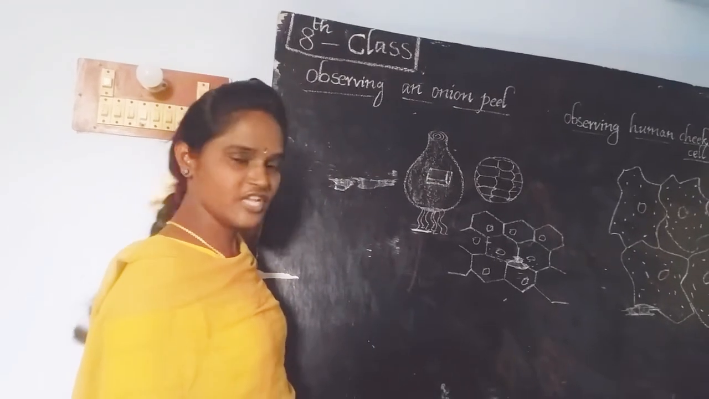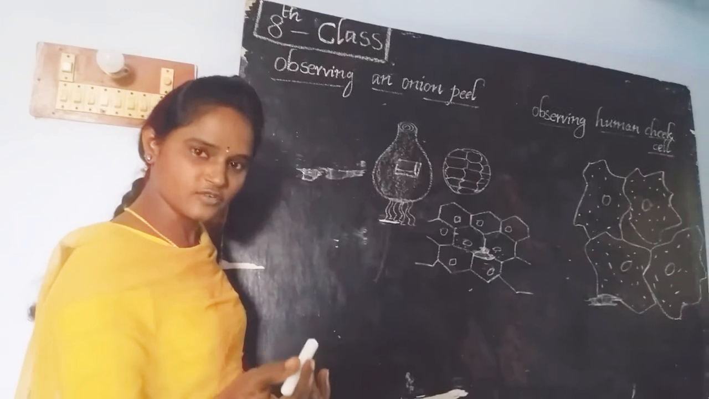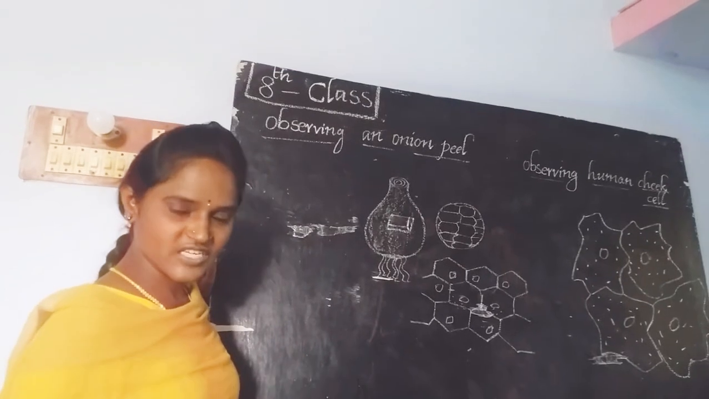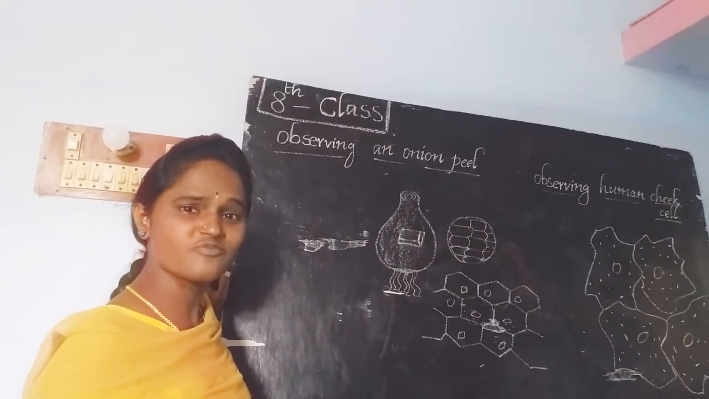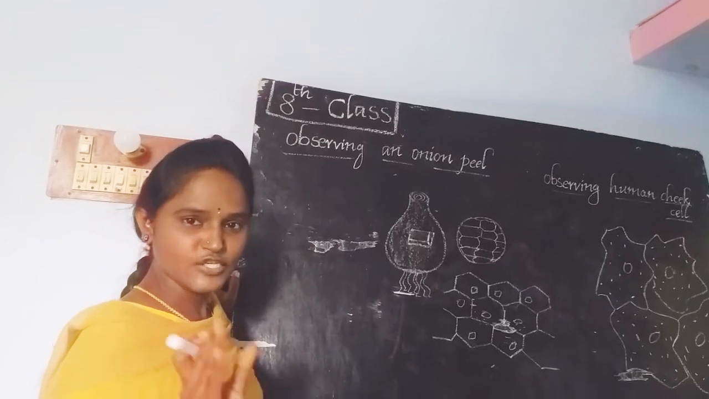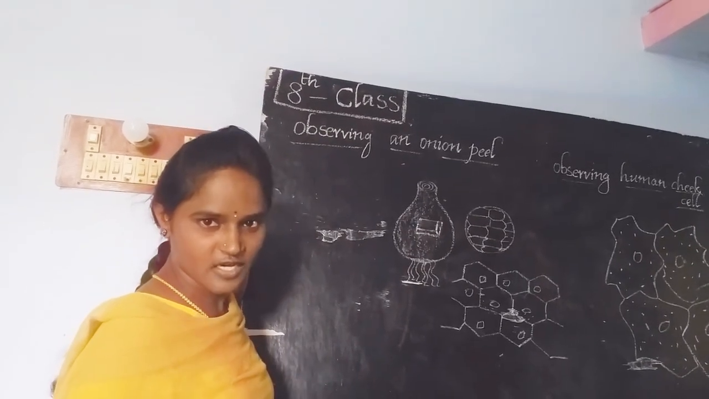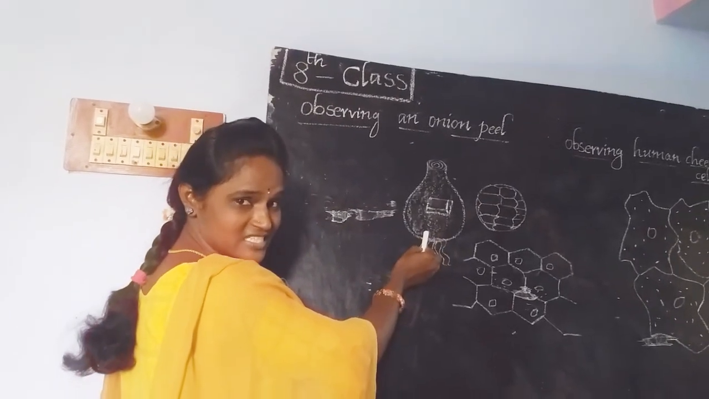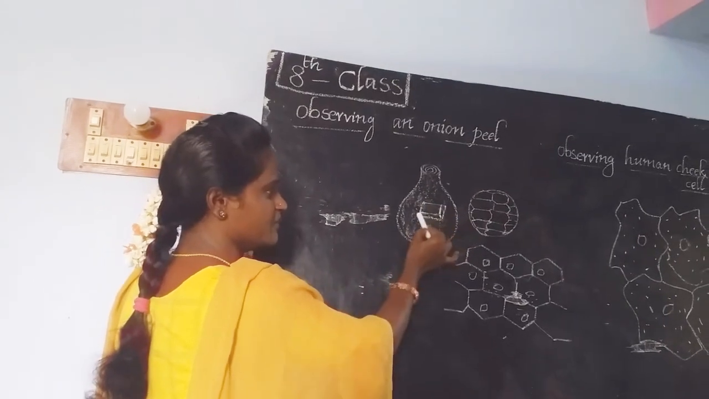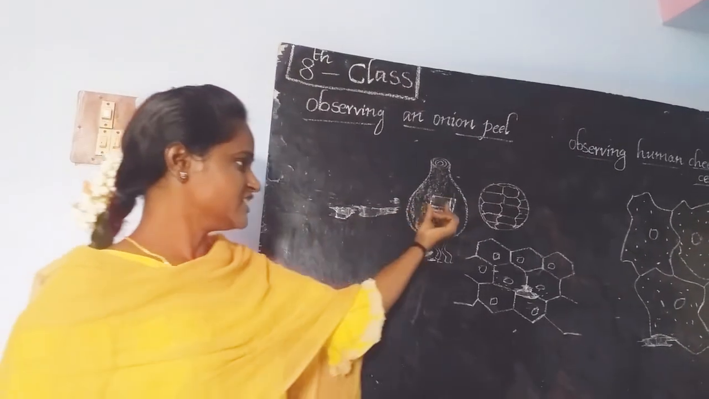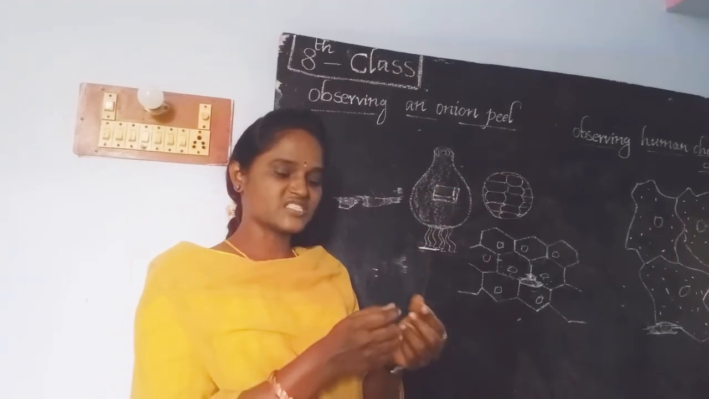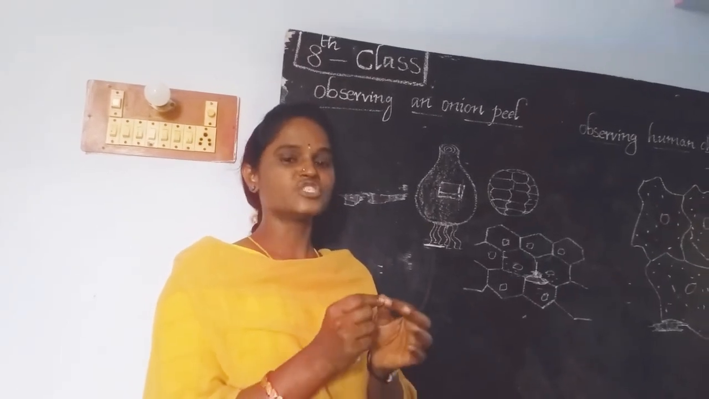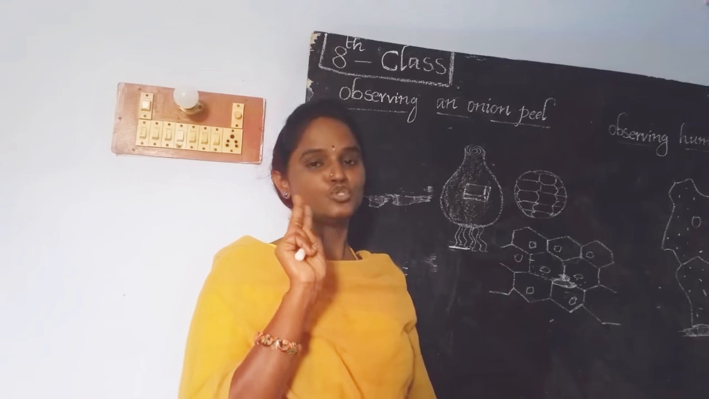If we talk about onion peel, the onion also contains many cells. As it is a part of a plant, it is made up of many cells. For this activity, you have to select one fresh onion and cut a small piece like this. Imagine it is onion. Here we are cutting a bit of onion, and by taking this bit of onion, you just split it into two pieces.